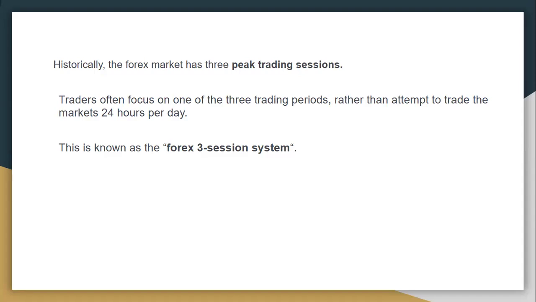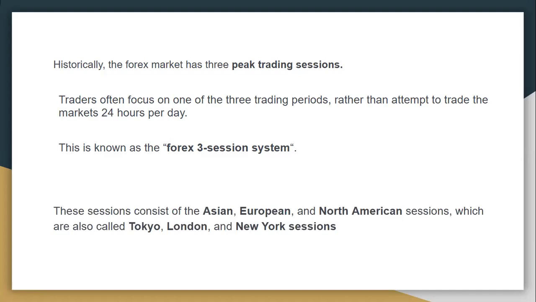So for you also, you could decide on which of the sessions. This is known as the Forex three session system. This system consists of the Asian, European, and North American sessions, which are also called the Tokyo, London, and New York sessions. So the first one, we represent it by talking about Asia, Europe, and North America. Now, you could decide to say, okay, let me represent it by country.